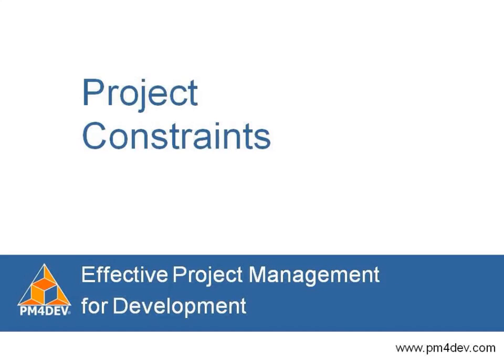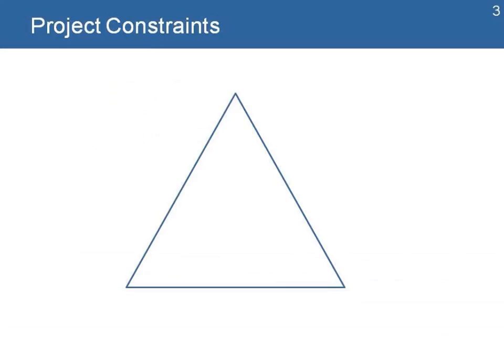This is a presentation on project constraints. In project management, there is this representation of the three project constraints of scope, time (your schedule), and your budget. And they are represented by this triangle to visualize this strict relationship between these three components.